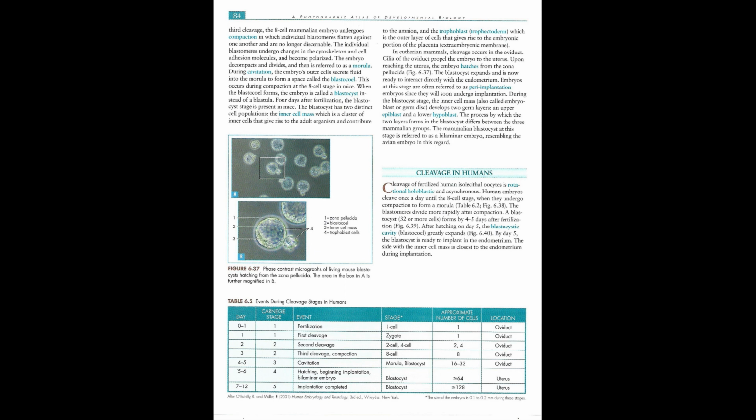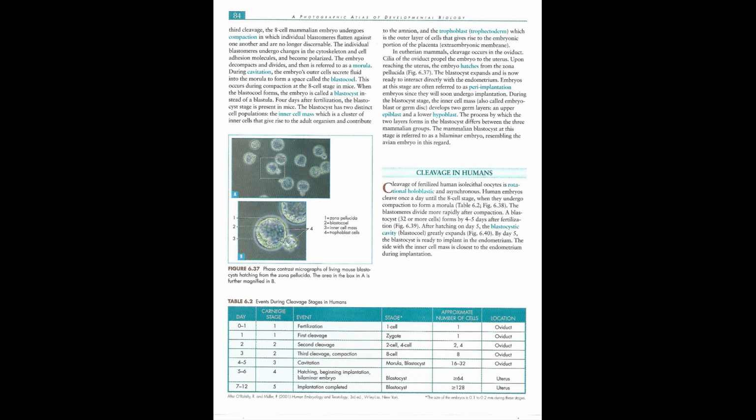In eutherian mammals, cleavage occurs in the oviduct. Cilia of the oviduct propel the embryo to the uterus. Upon reaching the uterus, the embryo hatches from the zona pellucida, Fig 6.37. The blastocyst expands and is now ready to interact directly with the endometrium. Embryos at this stage are often referred to as pre-implantation embryos, since they will soon undergo implantation.